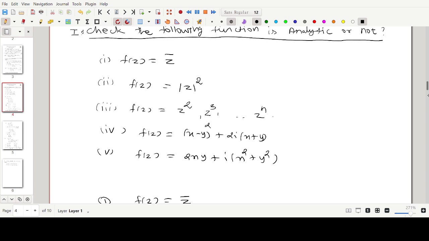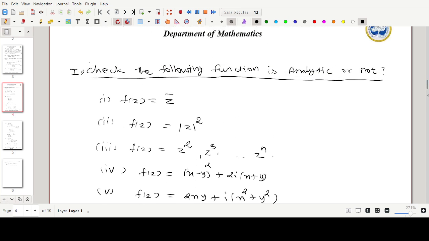Likewise, we can follow the problem. Any problem that is given, we can do in this manner. Thank you, students. Next class, we will discuss properties.